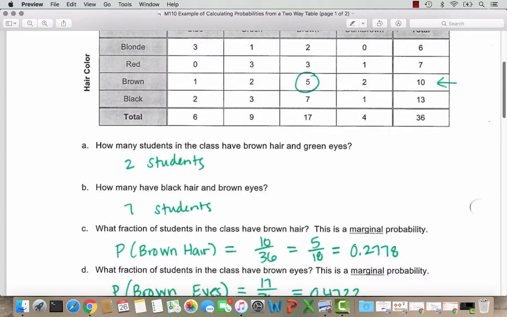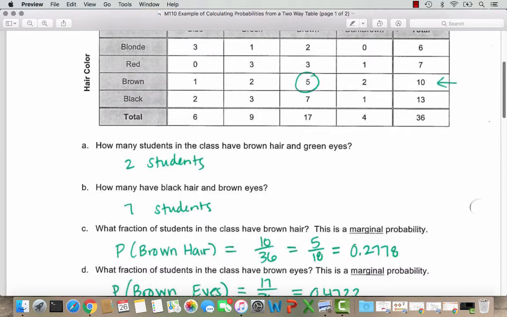So when we're asked what fraction of the students have brown hair, we can look at the brown hair row and go to the total for that row. So that's the 10, where I've got the green arrow drawn up here. So there are 10 students in class who have brown hair out of 36 total students in class. We see in the bottom right corner the total there is 36, whether we add up the rows or the columns. Either way, we get the same value.